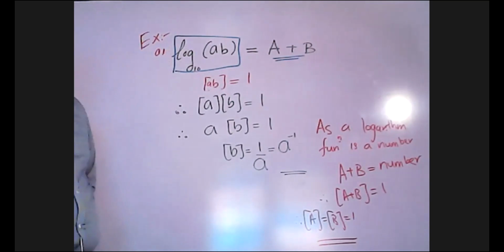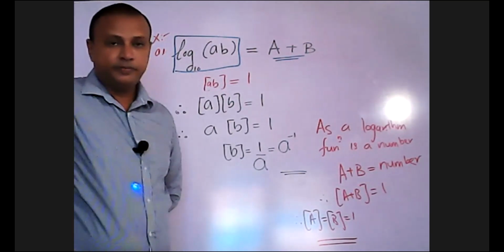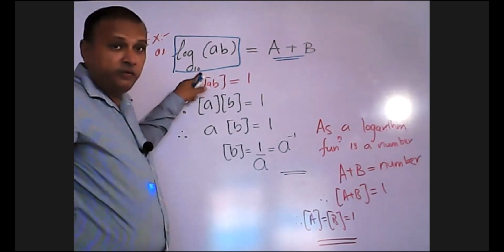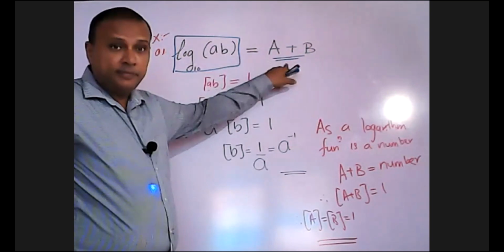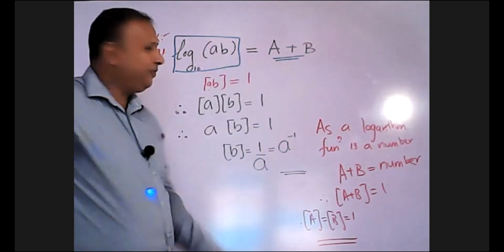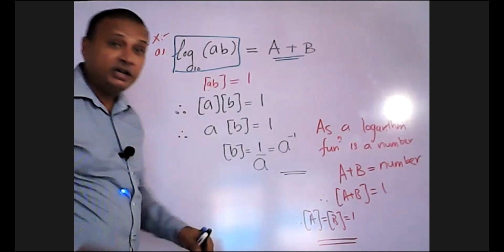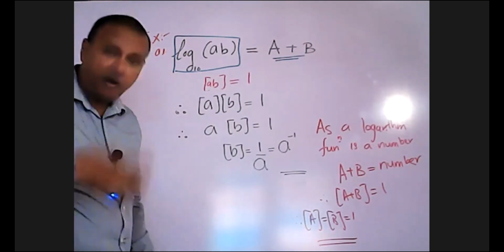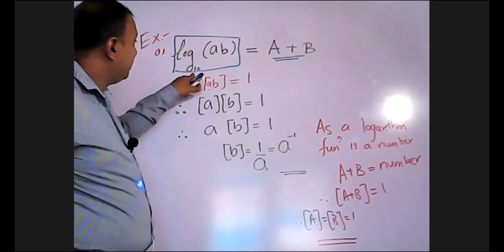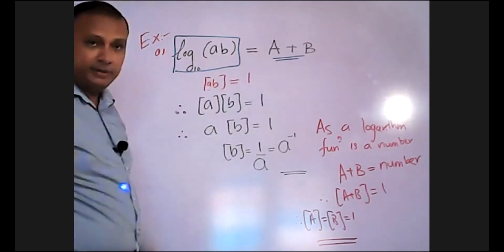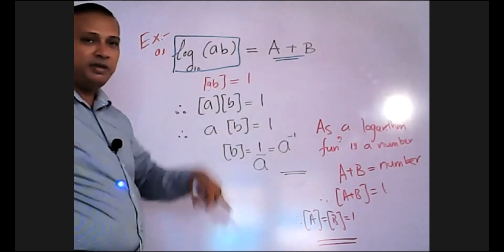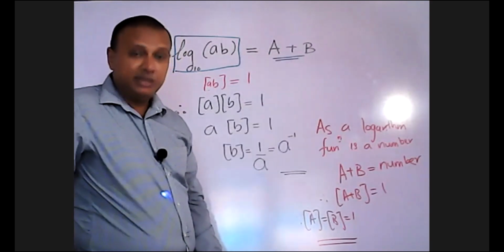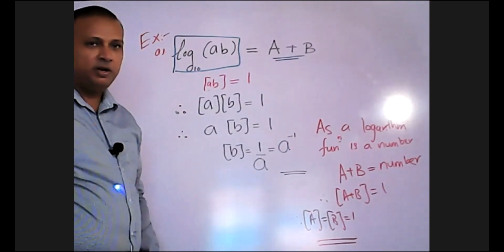How? Yeah, that's a good point. So if it is a logarithm function, if I convert this one to a power, then we can write 10 to the power A plus B is equal to AB. Then A plus B is the power. If A plus B is a power, that means that is a number. Very good argument.